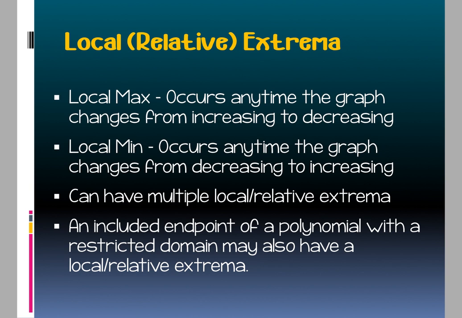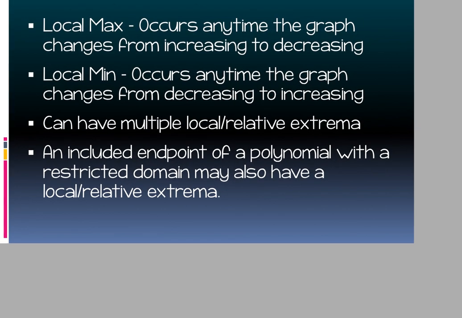And an included endpoint of a polynomial with a restricted domain may also have a local relative extrema. What that means is it doesn't have to come back up for it to count as a relative extrema. So this point here, where it ends, it has to have a solid dot, not an arrow, but that ending point will count as a local max. So this graph will have a local max there, it will have a local max here, and it will have a local min here.